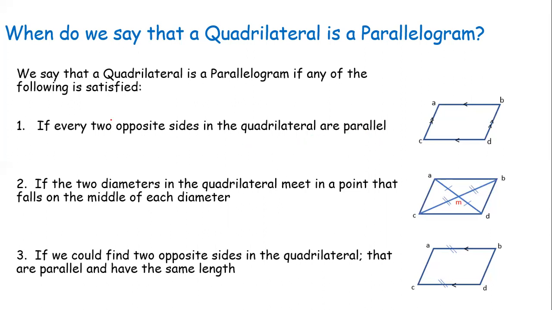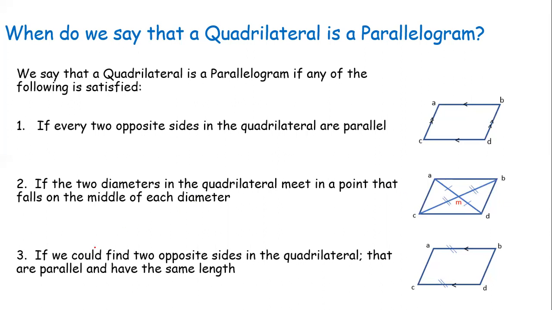The other case by which we can say that some quadrilateral is a parallelogram is if the two diameters in the quadrilateral meet in a point that falls on the middle of each diameter. So we have to prove that the point M splits each of the diameters BC and AD in our case into two equal parts. So length of AM is equal to the length of MD. At the same time, the length of MB is equal to the length of MC.